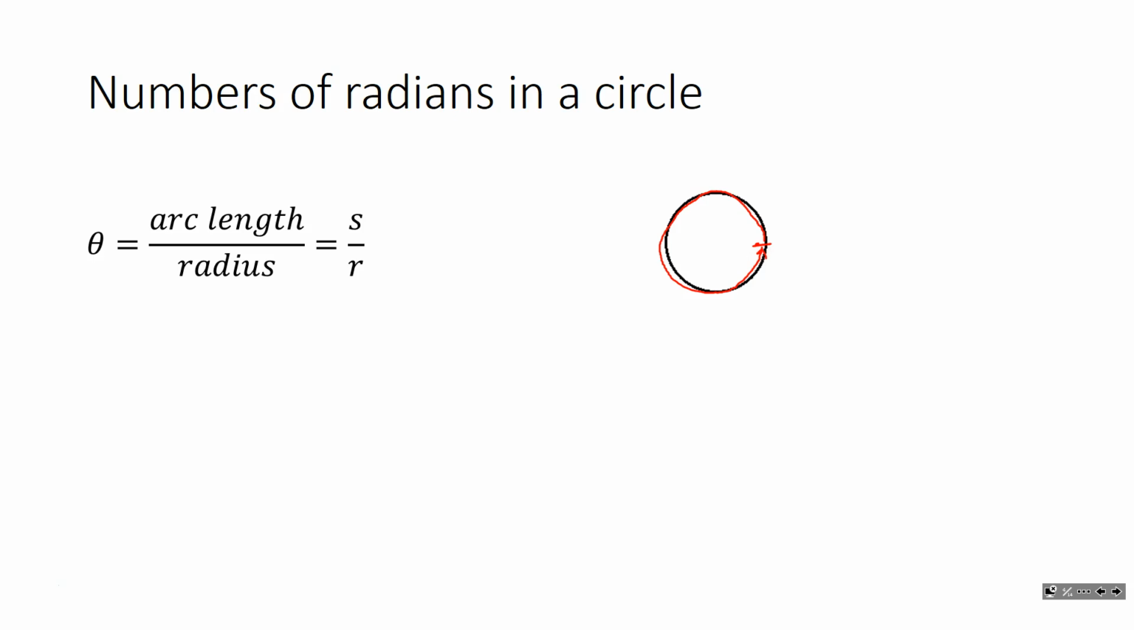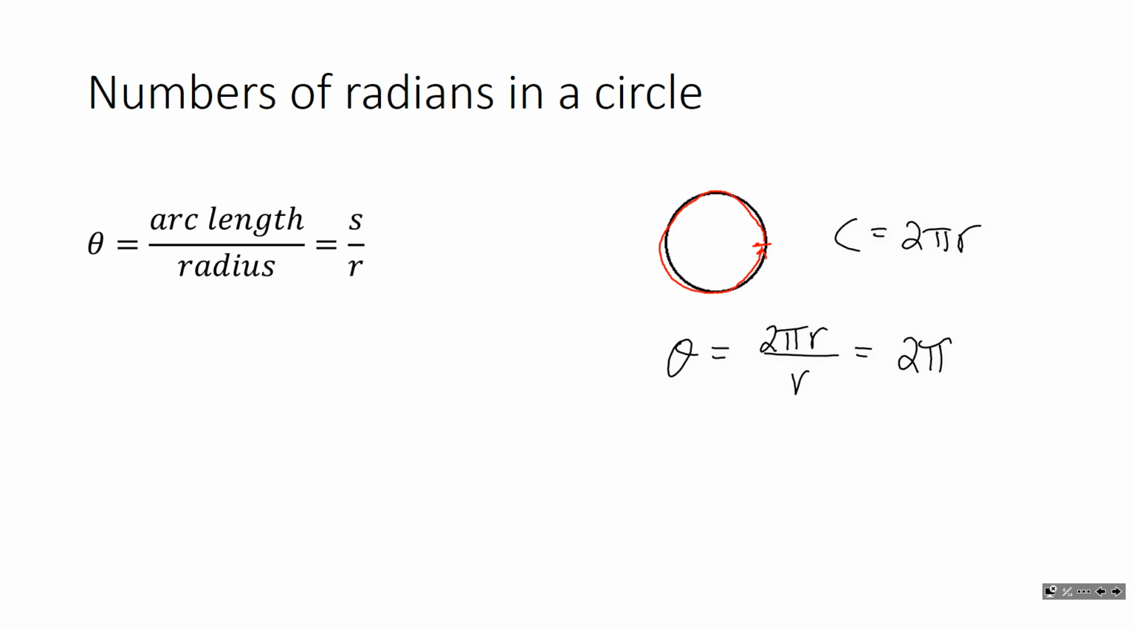A well-known fact from geometry, which I suspect you'll recall, is that the circumference of any circle equals 2 pi r. Well, notice if we went all the way around the circle, then the circumference would be the same as the arc length. So for a complete circle, what we would have is theta equals the arc length, 2 pi r for a complete revolution, over r. Those r's would cancel out, and we would have 2 pi. So there are 2 pi radians in a circle.